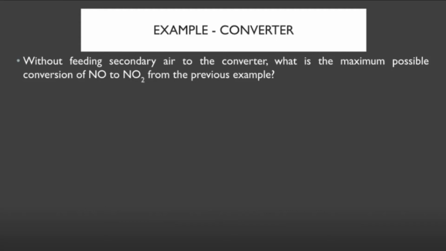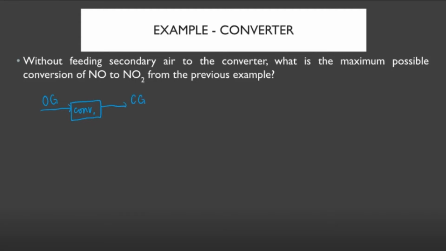So we will be continuing our problem solving with the results of the previous problem. Let us draw our diagram for the converter. The input to the converter is the output of the oxidation chamber, and that is the oxidation gases. And the output of the converter is called the converter gases.